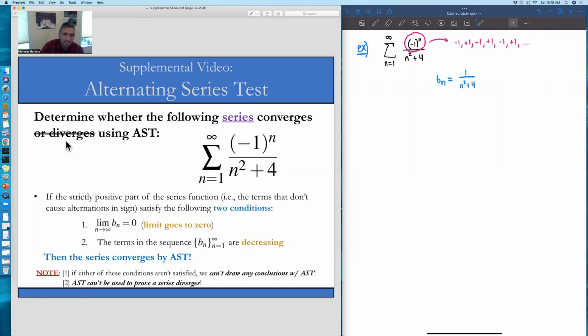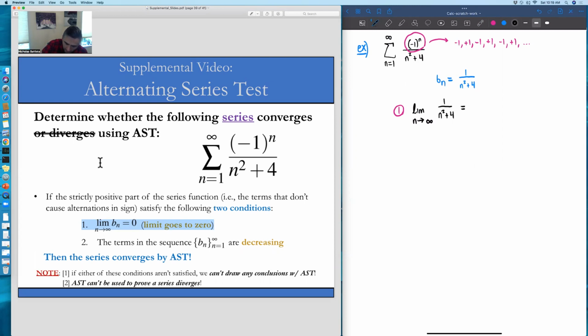So for the alternating series test, if these positive terms satisfy two criteria, then we can say that this series is convergent. The first criterion is we take the limit of those positive terms and we want to make sure it goes to 0. So let's first do that. We take the limit as n goes to infinity of the positive terms, again, that's 1 over n squared plus 4.